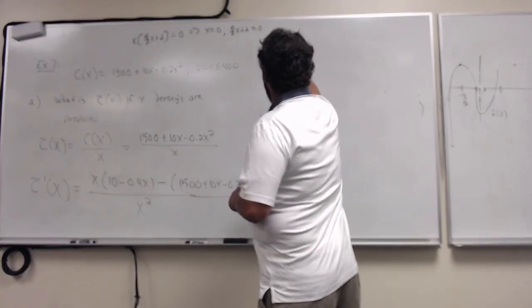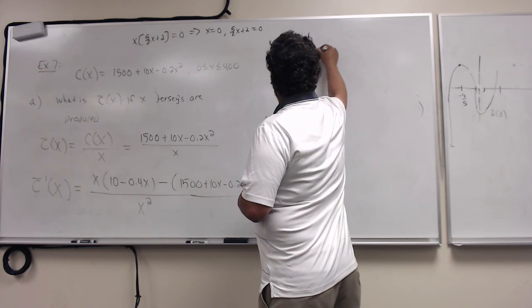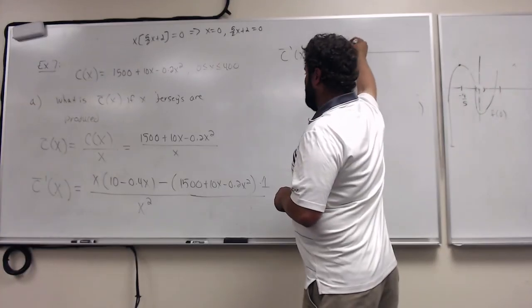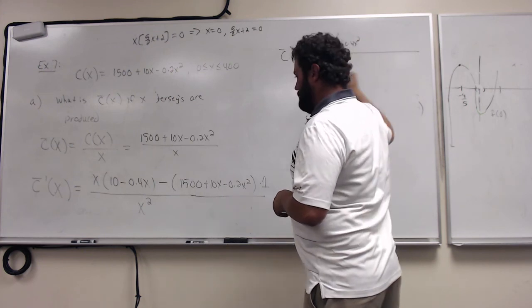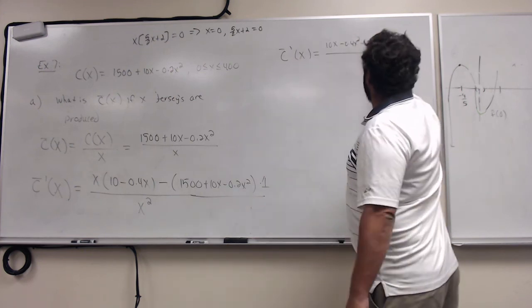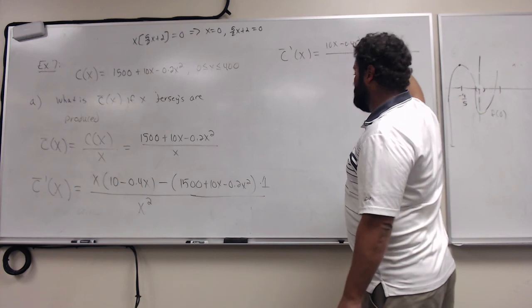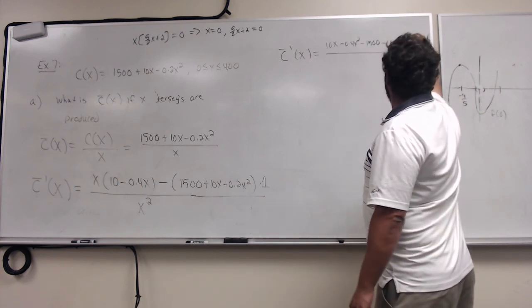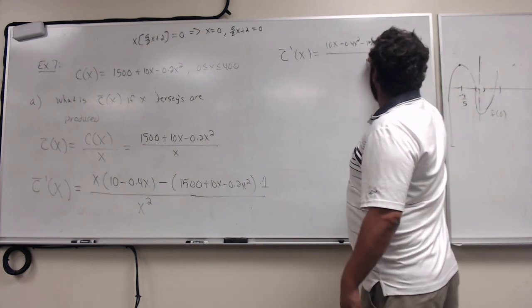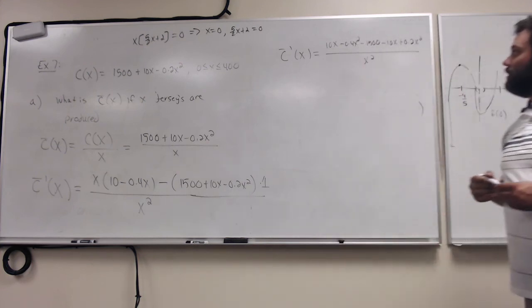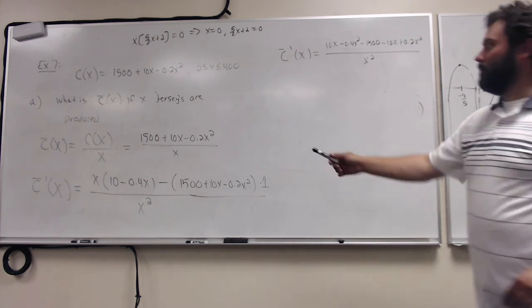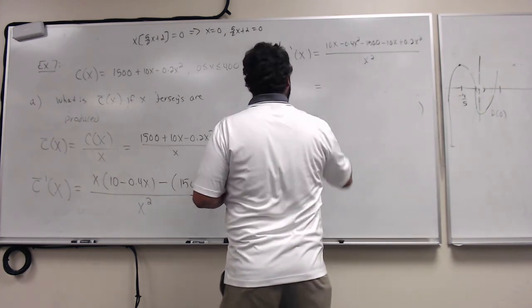So let me simplify this now. C bar prime of x. You're going to get 10x minus 0.4x squared. And then you distribute the negative, you'll get minus 1500 minus 10x, and then plus a 0.2x squared. So I distributed the x into the first factor, and then I distributed the negative into the second term. And then you get a little bit of cancellation.